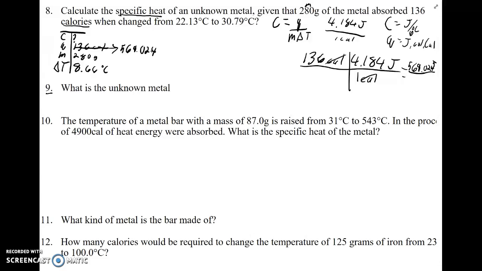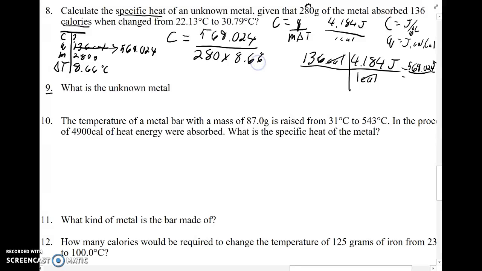And now I can take those and plug them into my equation. So C equals 569.024 divided by 280 times 8.66. When I do all those operations, C equals 0.235. And my unit is joules per gram degree Celsius.